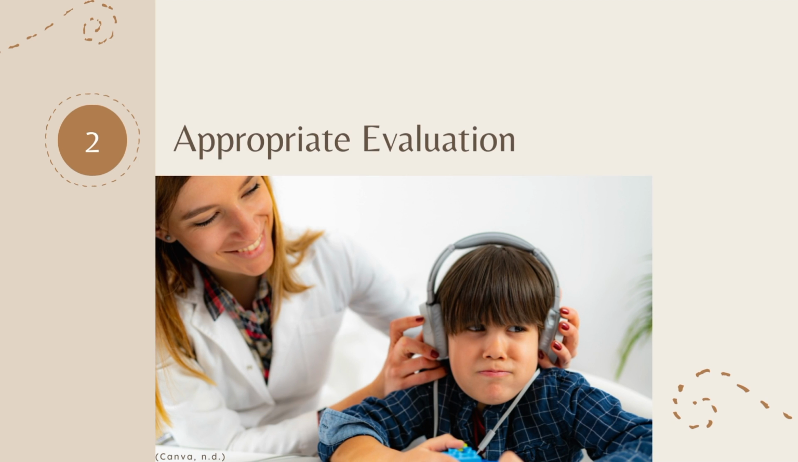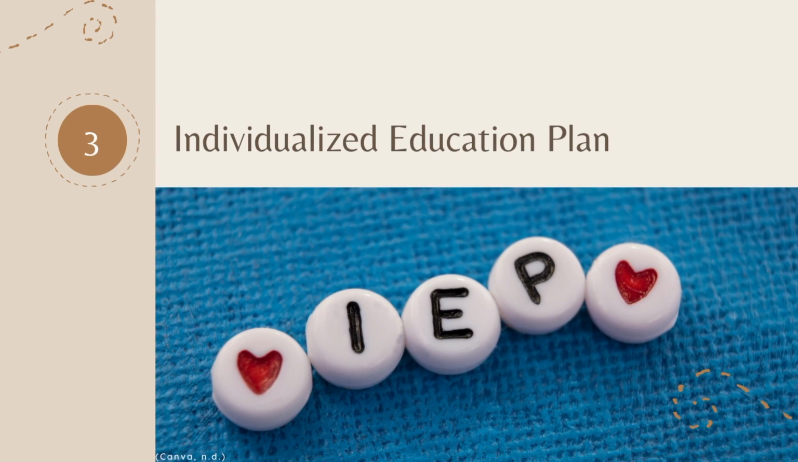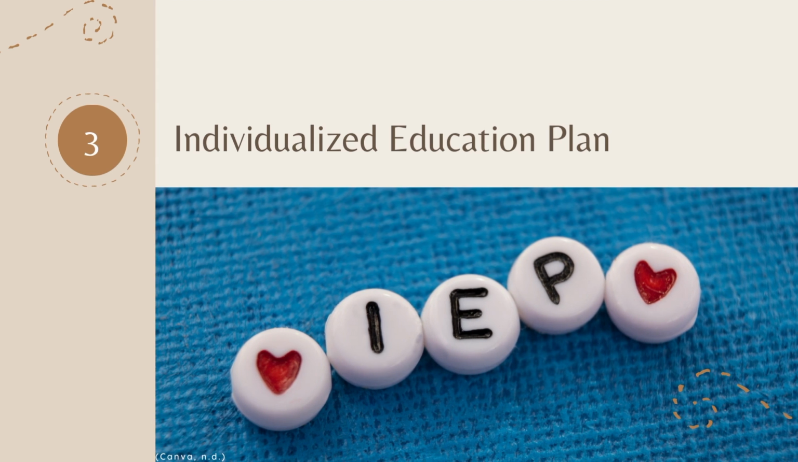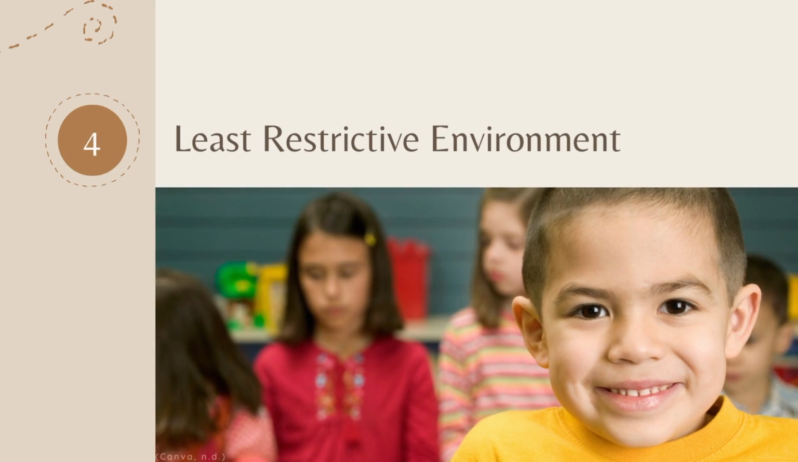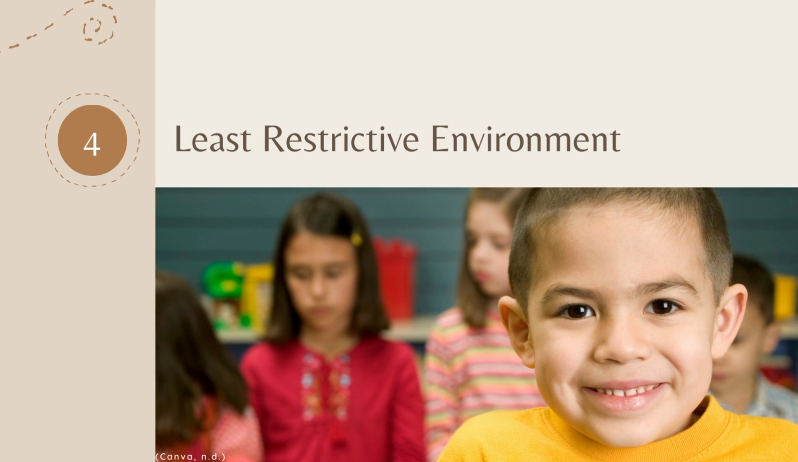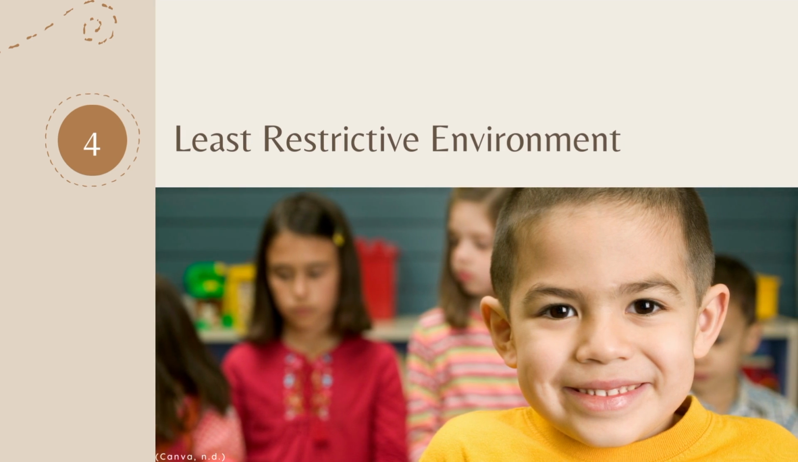Number 3, the Individualized Education Plan. The purpose of the IEP is to help ensure every child's access to a free, appropriate public education. Number 4, if possible, students are placed in the least restrictive environment, or the LRE.